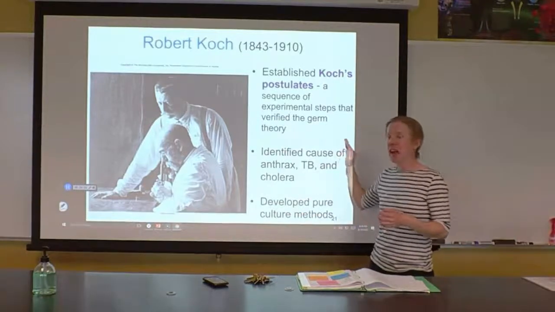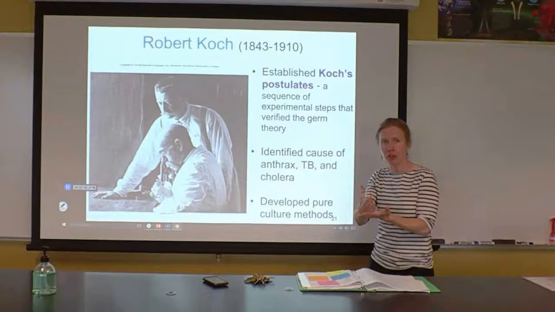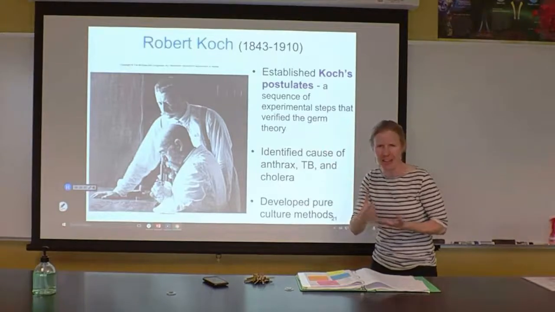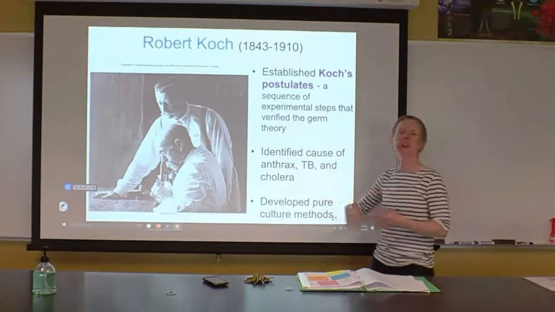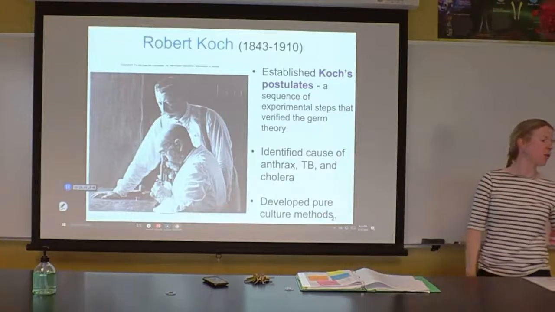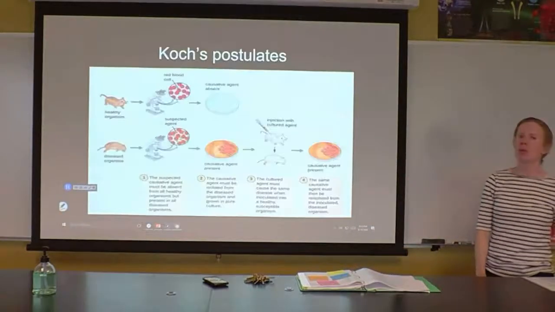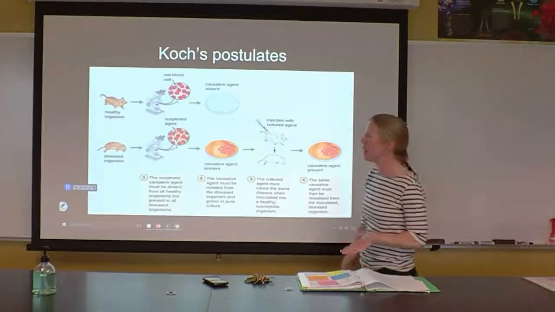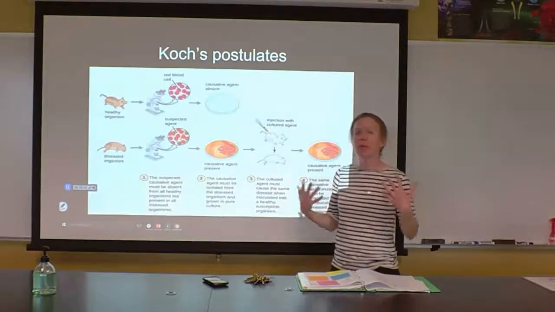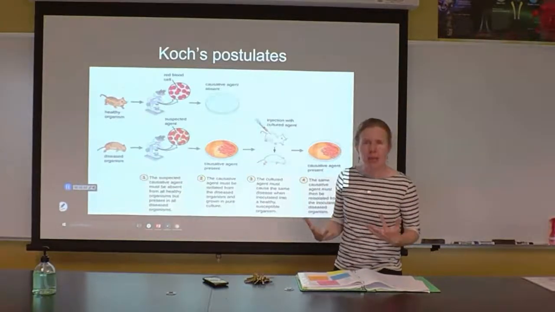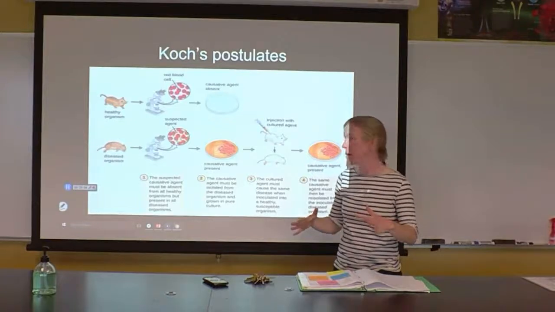Koch is actually able to sit down and sequentially decide that yes, this is in fact true, and figured out which bacteria cause anthrax and tuberculosis and cholera. So this is how Koch's postulates work, right? Koch says, okay, you have organisms with the same set of symptoms. They clearly have the same disease. Let's figure out what's going on with them.